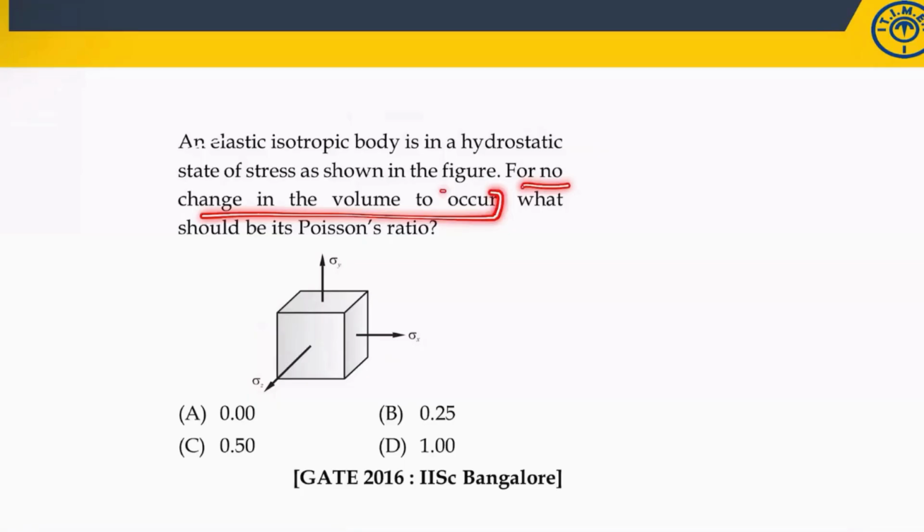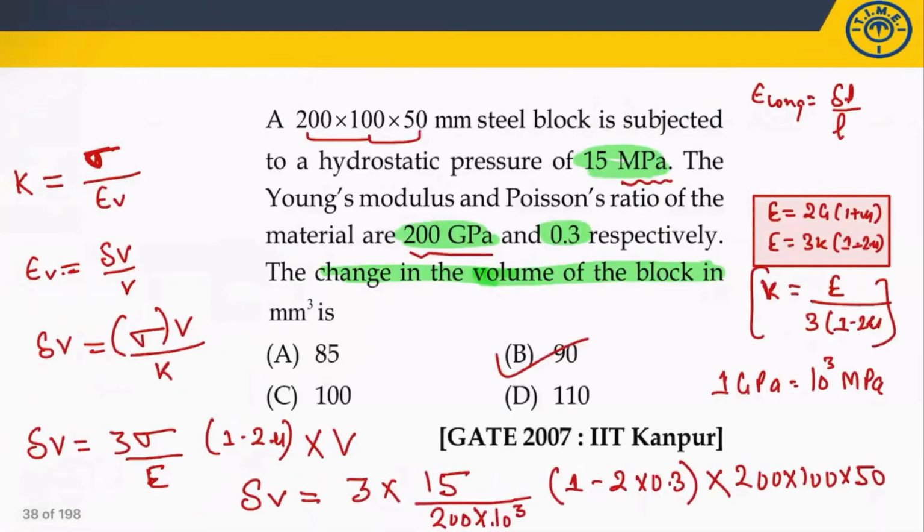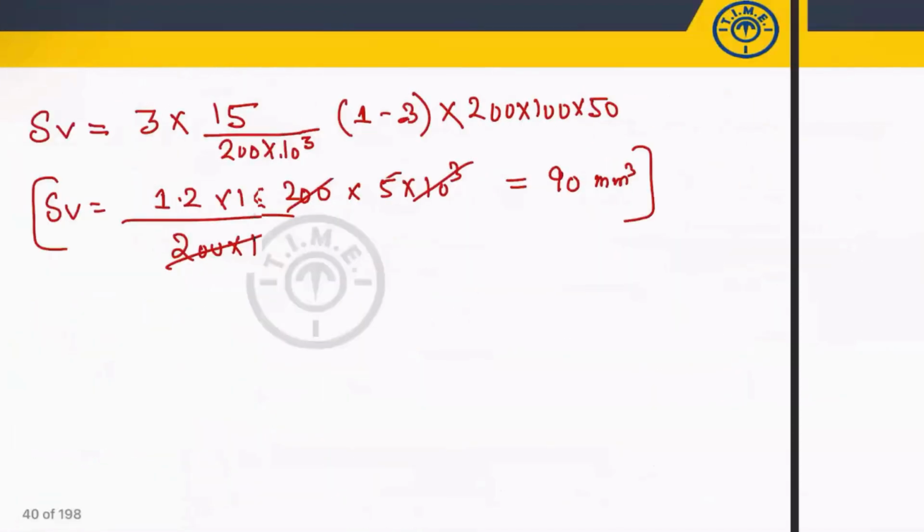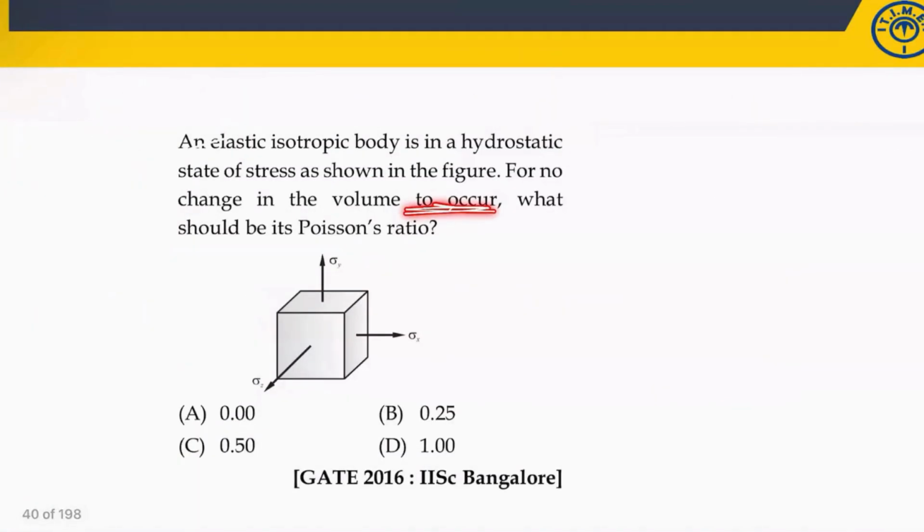For no change in volume, you know the change in volume formula which I have discussed here. Just make it 0 because they told us the change in volume will be 0. What should be the Poisson's ratio? So the mu value you have to calculate. Okay, what will you do?